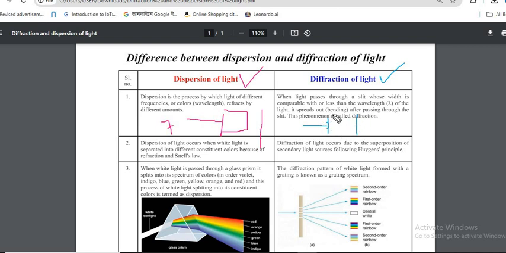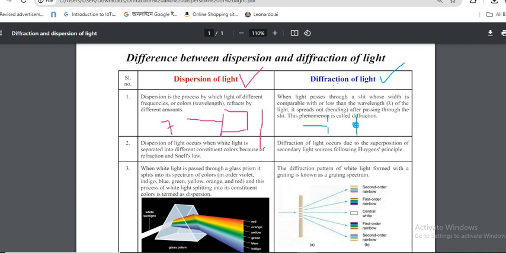If the gap is quite large, then the light intensity will be maximum somewhere. But if the slit gap is comparable with the wavelength of light, then the effect of spreading or bending will be observed. So you will get a bright section here and also some bright sections at other points. This is the case of diffraction. So one is the case of dispersion, another is the case of diffraction.